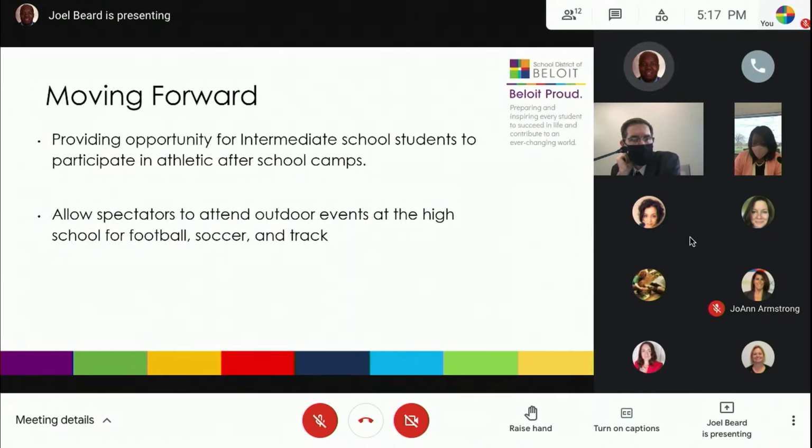So moving forward, we'd like to provide the opportunity for intermediate students to participate in athletic after school camps, and to give them the opportunity to re-engage, and then also allow spectators to attend outdoor events at the high school for football, soccer, and track. I'm also, which is not on here, we're also starting baseball and softball.